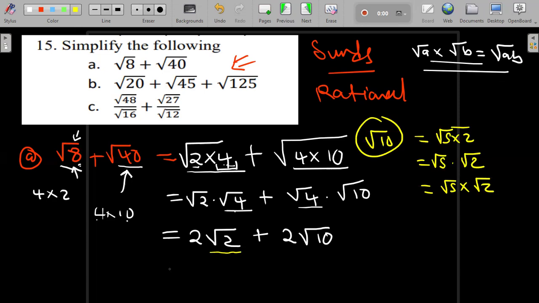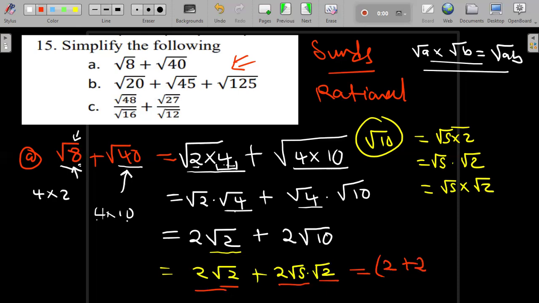So this will be equal to 2 root of 2 plus 2 root of 5 multiplied by root of 2. So now we have a similar surd here and there, so we can factorize it. If I factorize the root of 2, I'm going to remain with 2 here. And then plus, if I factorize the root of 2 from here, I'm going to remain with 2 root of 5. And then outside there, I'm going to have the root of 2. So we can simplify it further to this.